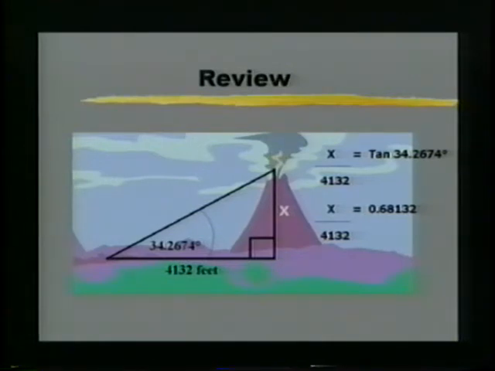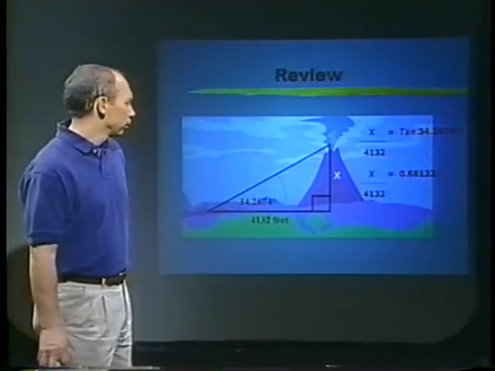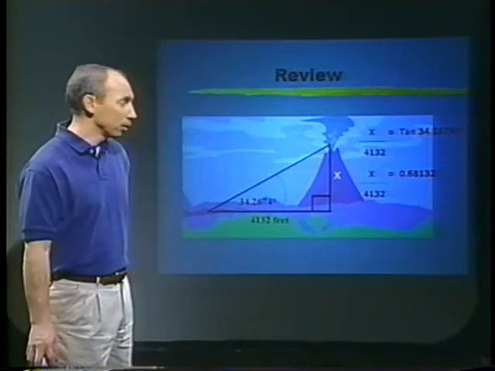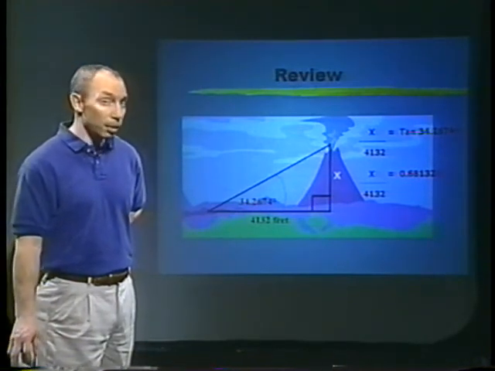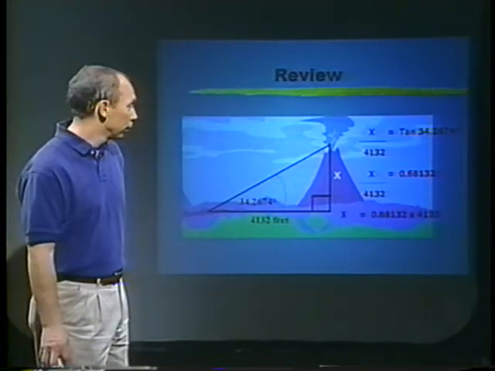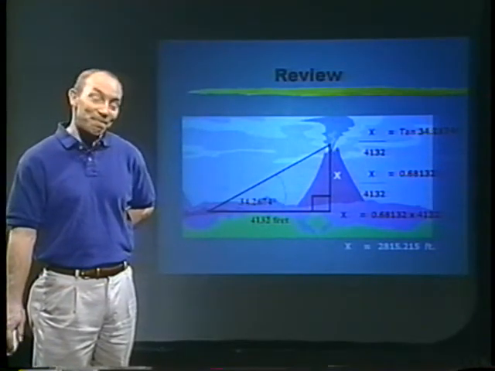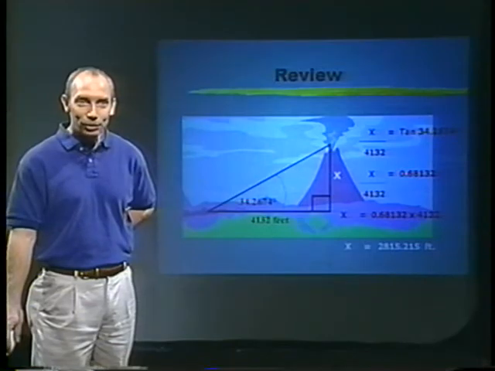Now I've got to solve this equation for x. Who's keeping x from being alone? 4,132, he's dividing. So I'll multiply both sides, to be fair, by 4,132. One cancels out, and the other one, I have to do the multiplication. And I'm going to get x is 2,815 feet. That's how high that volcano is. Okay, so that's kind of a review of everything that we covered today.